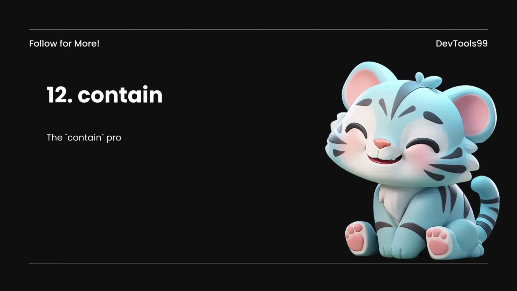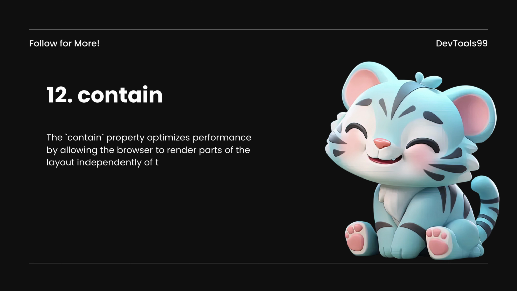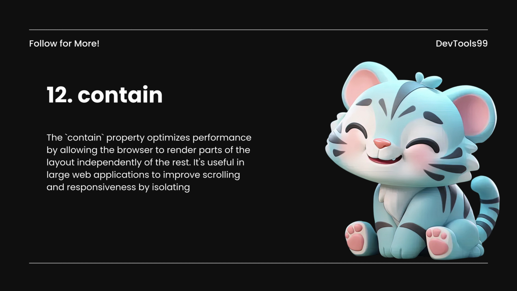12. Contain. The contain property optimizes performance by allowing the browser to render parts of the layout independently of the rest. It's useful in large web applications to improve scrolling and responsiveness by isolating off-screen elements or complex widgets.